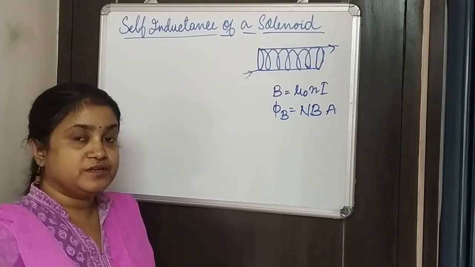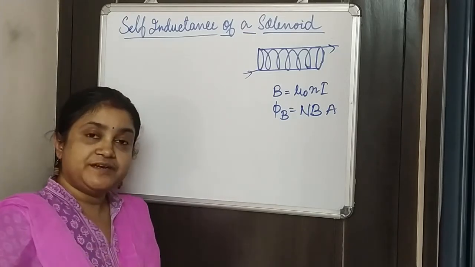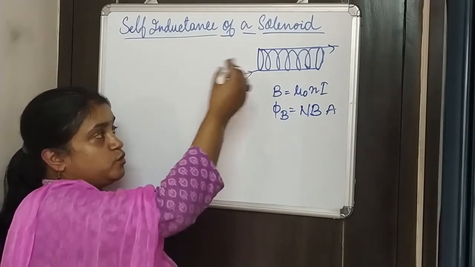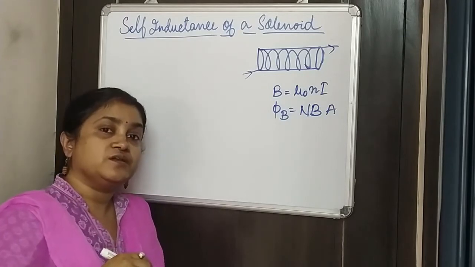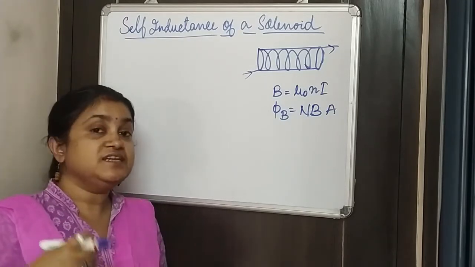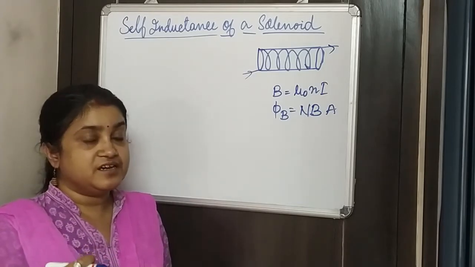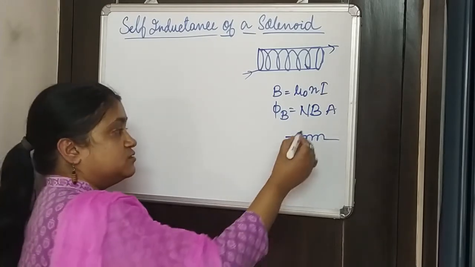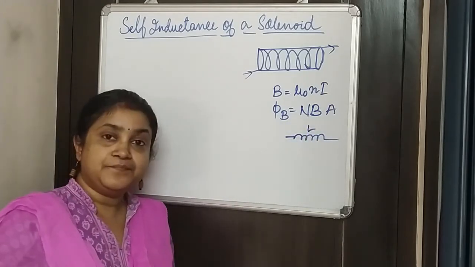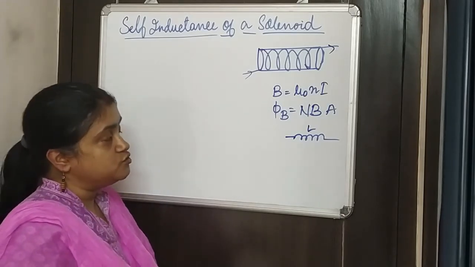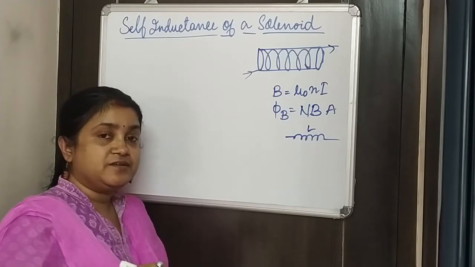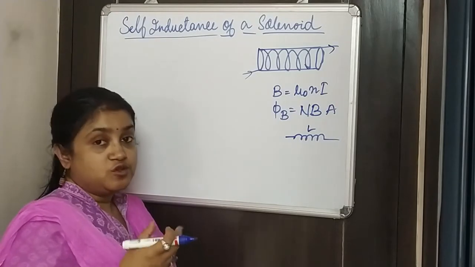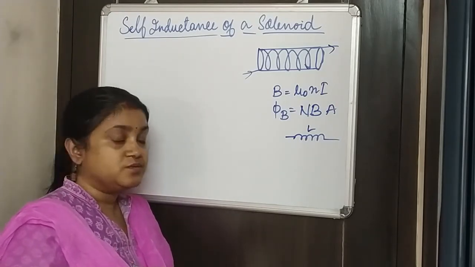Self-inductance of a solenoid. We have already learned what self-inductance is, and now we try to see what the self-inductance would be for a solenoid. As we have already discussed, inductors have self-inductance, and I showed it like this, the coils with the inductance L. We have also said that inductors are generally either this kind of coils, or they can also be solenoids, right?